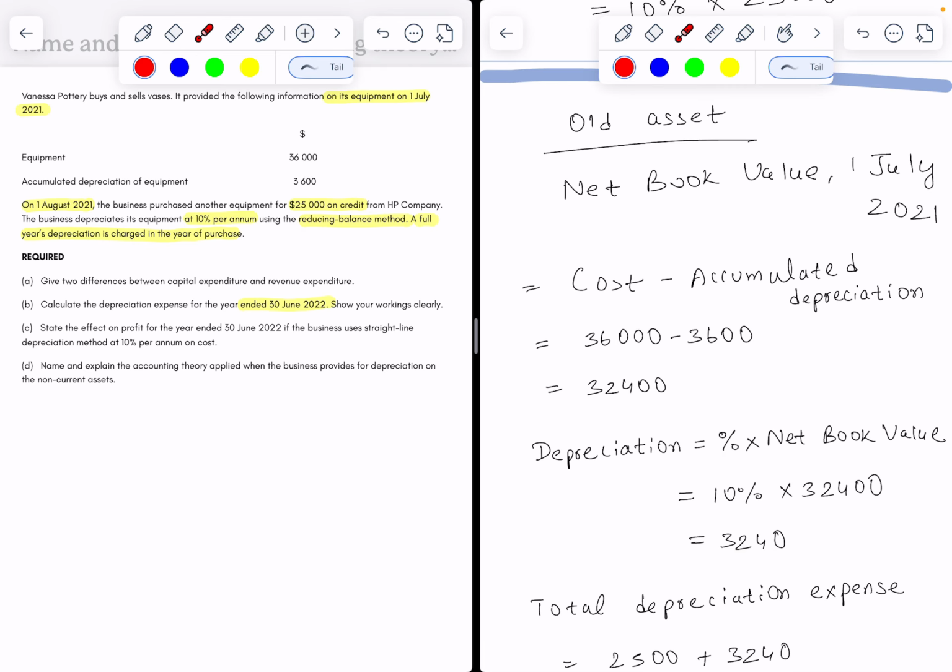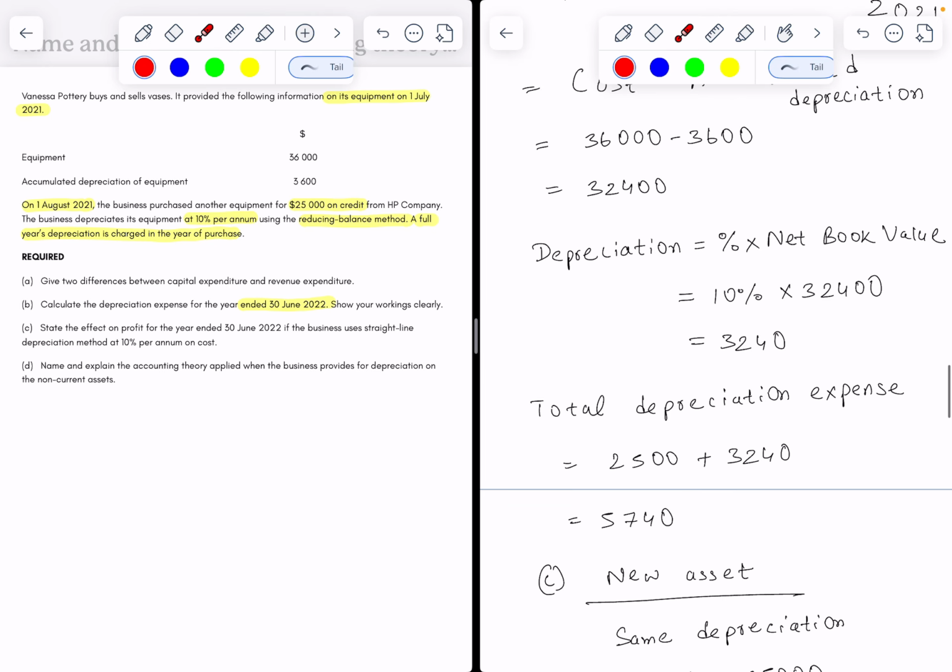So the total depreciation expense for the financial year ending 30 June 2022, including the old asset and the new asset, is $2,500 for the new asset, plus an additional $3,240 for the old asset, which gives us a total amount of $5,740.